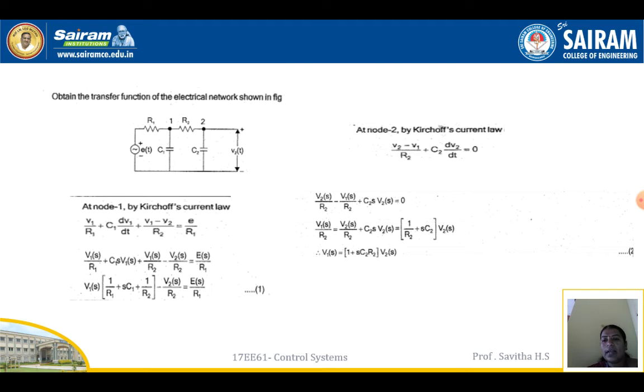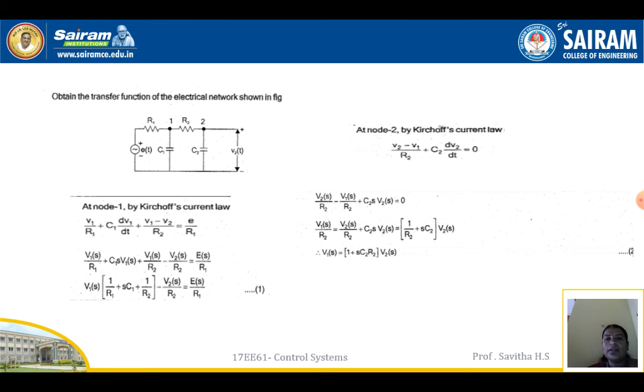By taking the Laplace transform, V1 of s divided by R1 plus C1 s into V1 of s plus V1 of s by R2 minus V2 of s by R2 is equal to E of s by R1. So V1 of s, if we take common, that is (1 by R1 plus s C1 plus 1 by R2) minus V2 of s divided by R2 is equal to E of s by R1. Call this equation 1.